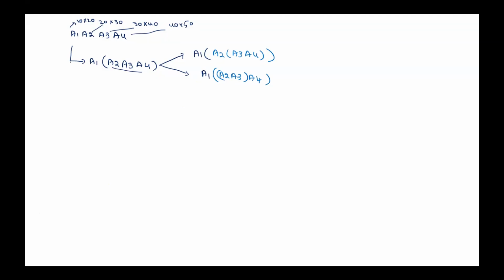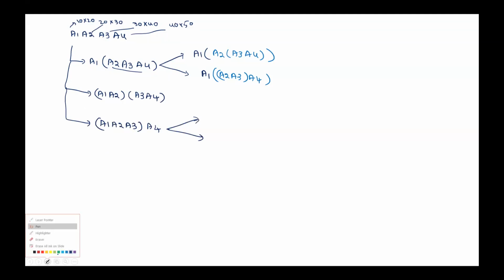Now, next option: first one matrix as one group, next three matrices as another group. First two matrices, I'll make one group. After that, the rest is by default the other group. Is it a valid way of multiplication? Yes. Now, first three matrices, I'll make one group, and the next matrix another group. Is it a valid parenthesization? No. It doesn't clearly say how to multiply A1, A2, A3.